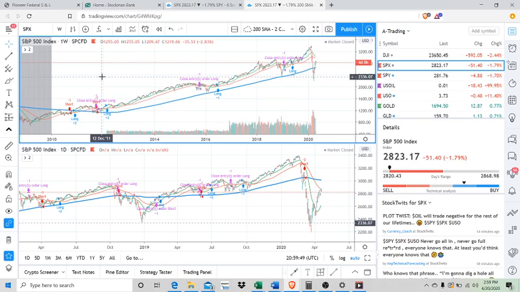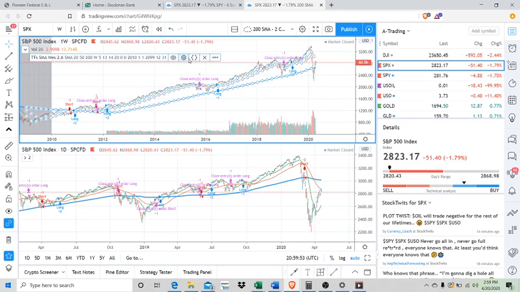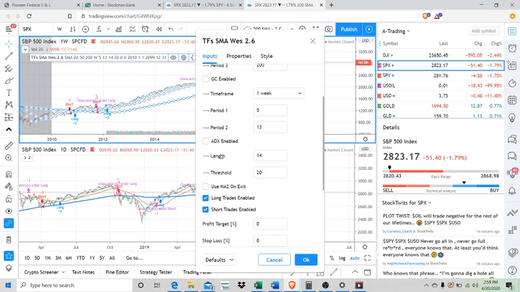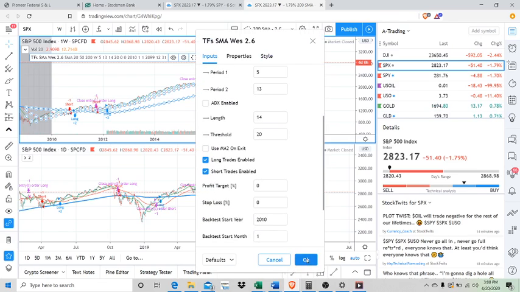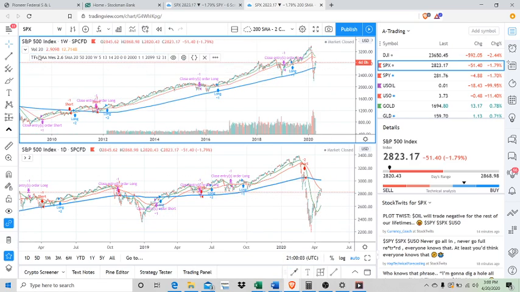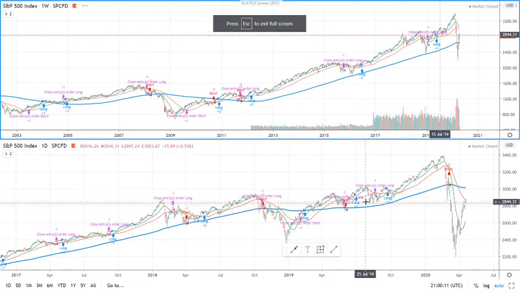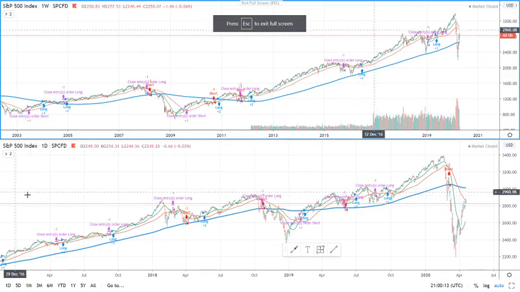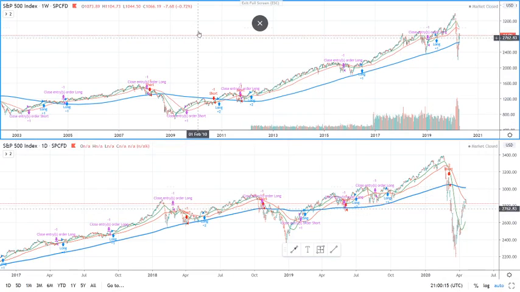So let me just show you here. I'm gonna do this real quick. Fix this where this is back start here. Okay. So the essential part, let me explain this. The blue line, the thick blue line, is the 200 line. Let's go full screen. 200 line. So this is the daily below. This is the weekly above.